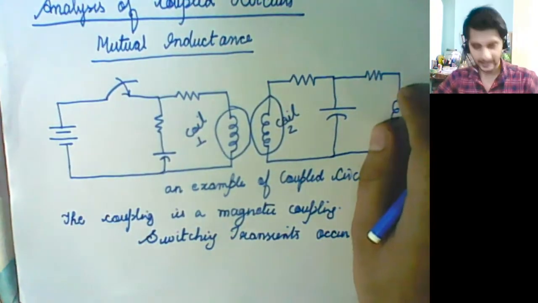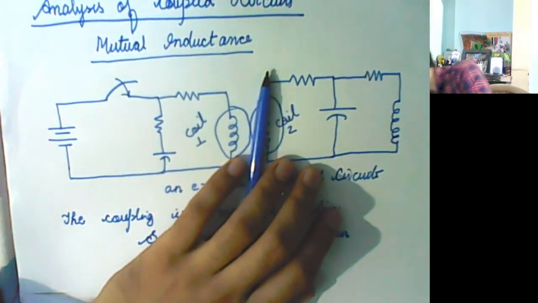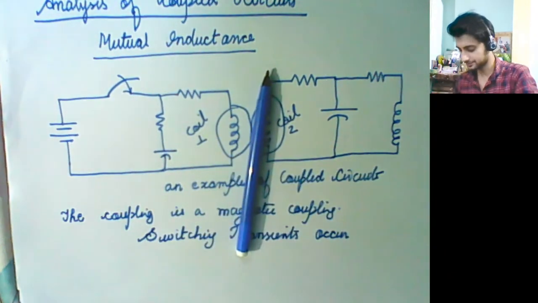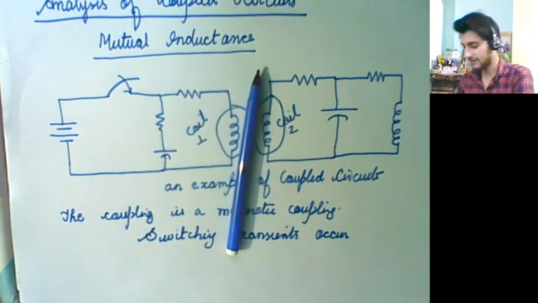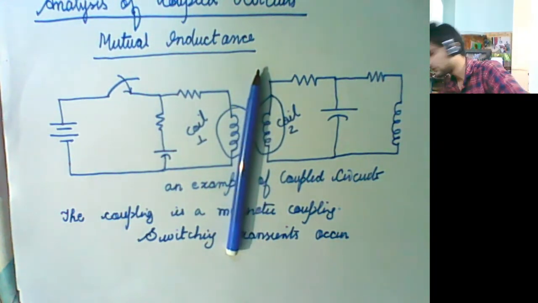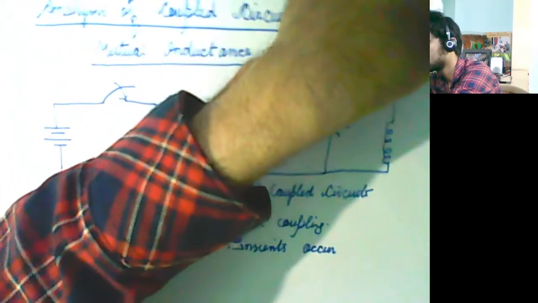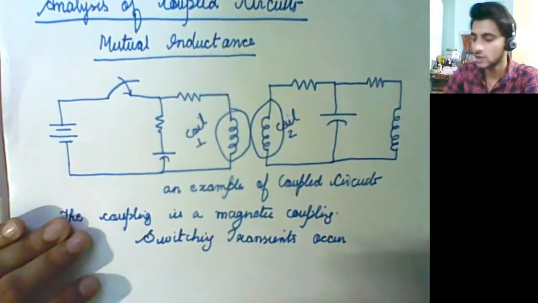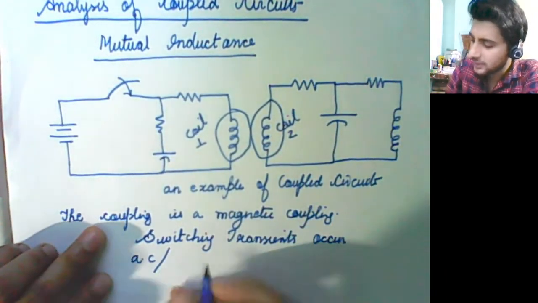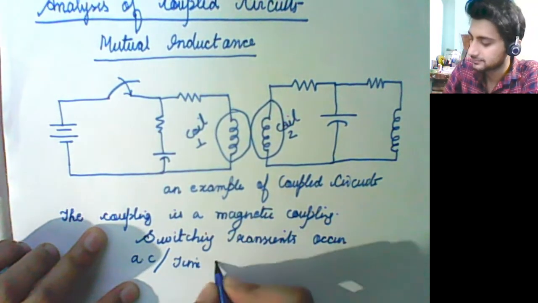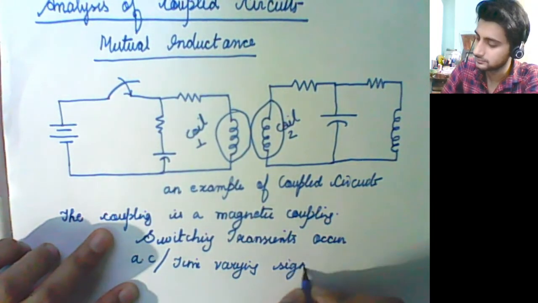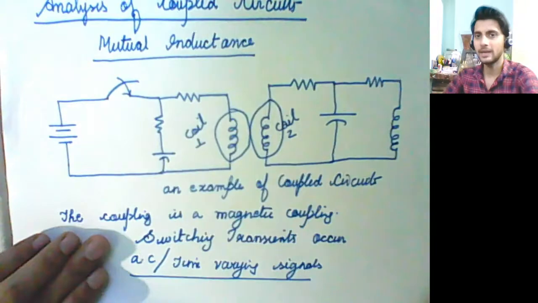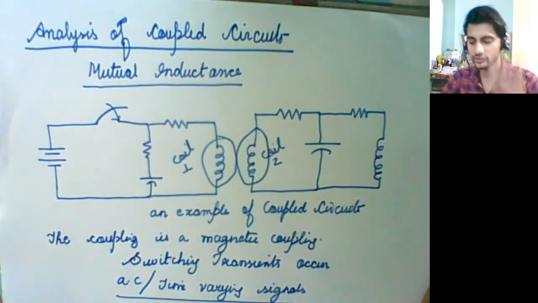Such mutual coupling is also possible in circuits in which we have time varying signals. If we have a circuit with a time varying signal, then also you would have to apply the concept of mutual inductances. So for AC or time varying signals, we will have to apply the analysis of coupled circuits or mutually coupled circuits.